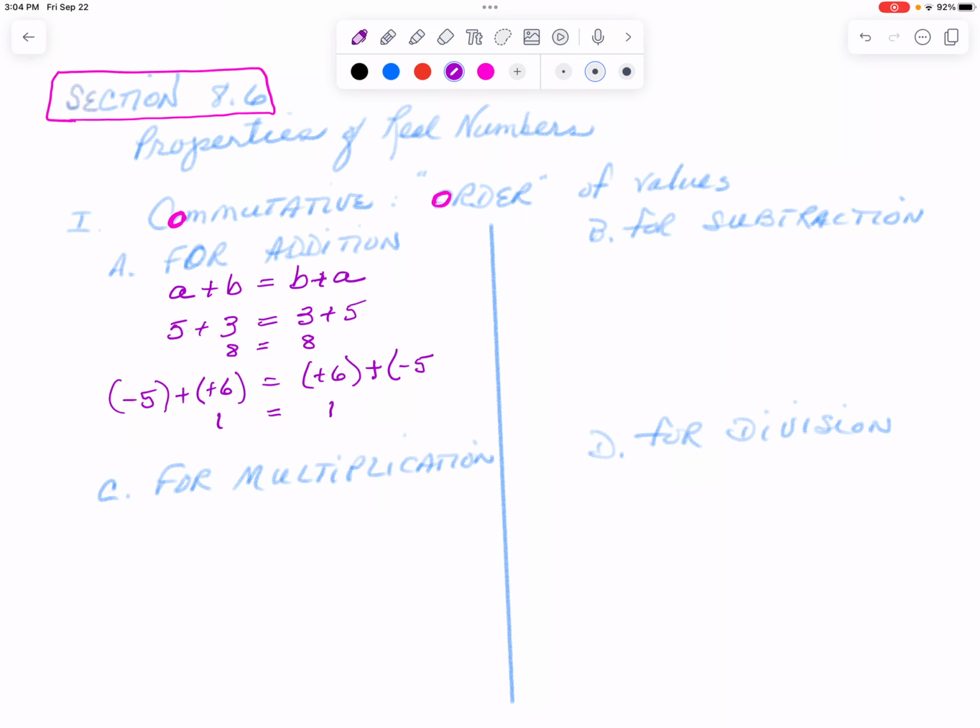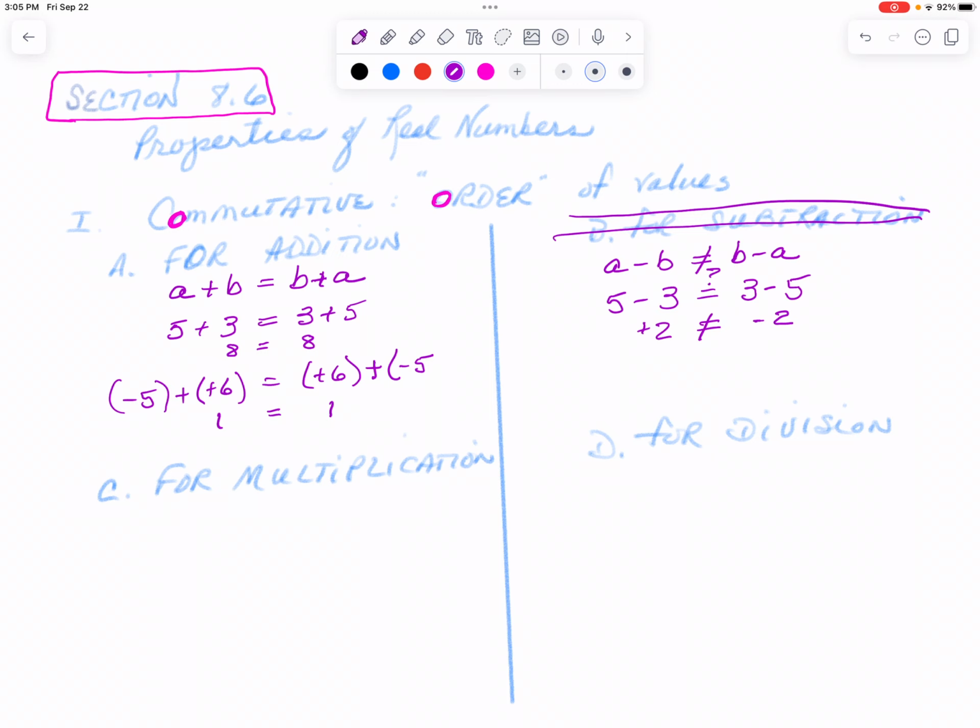Now, the commutative property for subtraction does not exist, because A minus B is not the same thing as B minus A. It only takes a simple example: is 5 subtract 3 the same thing as 3 subtract 5? This is a positive 2, this is a negative 2, and they are not equal. So the commutative property doesn't work for subtraction.